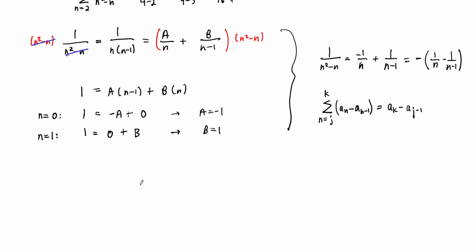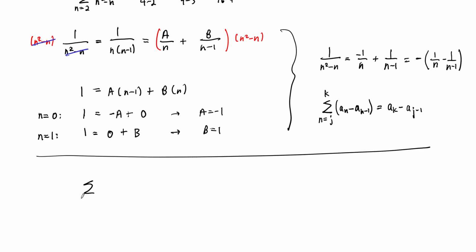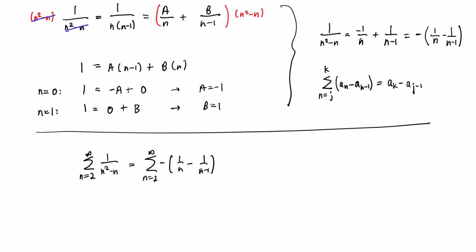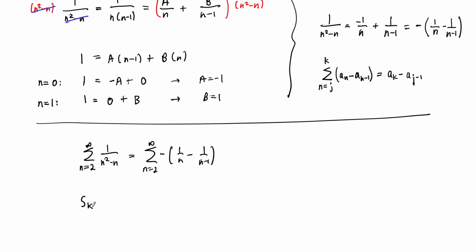And so for what we're concerned with here, if we write down our partial sums, we draw a little divider here. Remember, we have the sum, n's going from 2 to infinity, 1 over n squared minus n. This is equivalent now to negative, that minus can come out. Well, maybe not yet, we'll write it inside here. It's negative 1 over n minus 1 over n minus 1. And so we're going to look at the partial sums now. So s sub k is going to be the sum, n goes from 2 to k, of this negative 1 over n minus 1 over n minus 1.